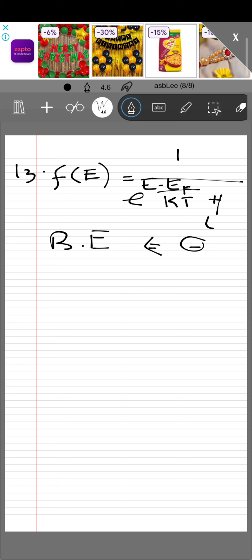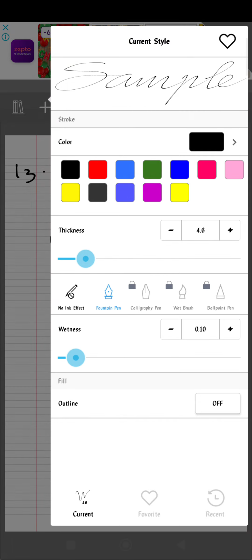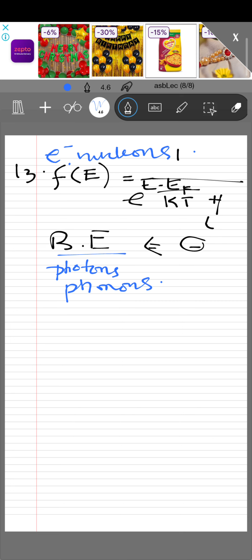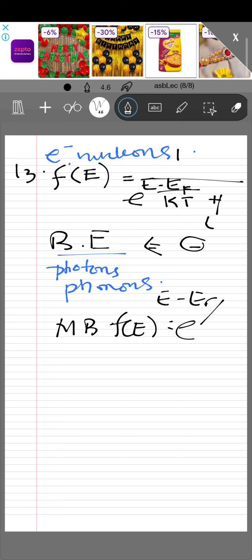Now, the Fermi-Dirac distribution is followed by particles like electrons and nucleons, whereas Bose-Einstein statistics is followed by photons, all the particles having integral spins, that is photons, phonons, magnons, etc. And the last type is the Maxwell-Boltzmann distribution, where F is equal to simply e to the power minus (E minus Ef) by kT. This is the Maxwell-Boltzmann distribution function.